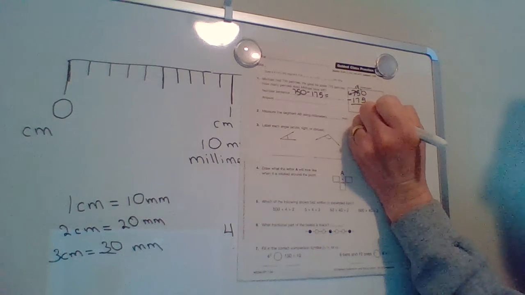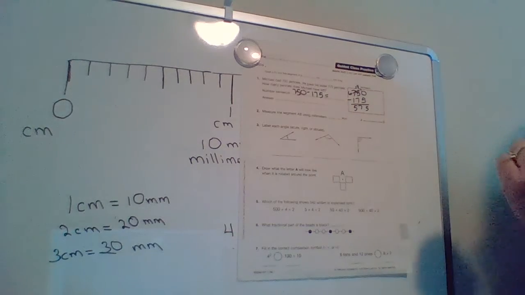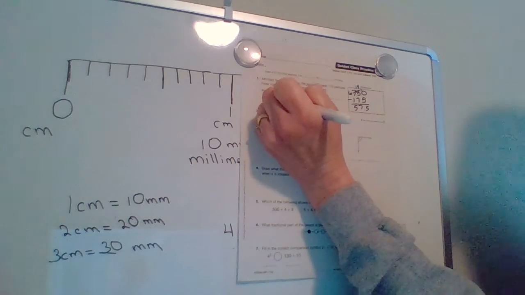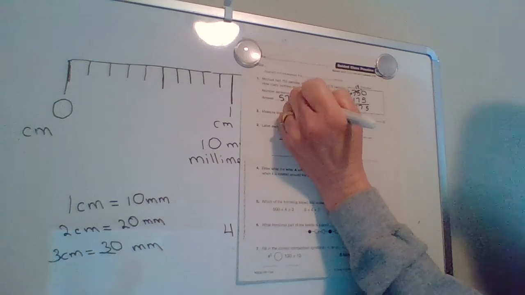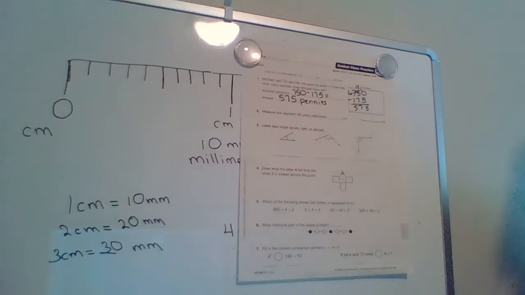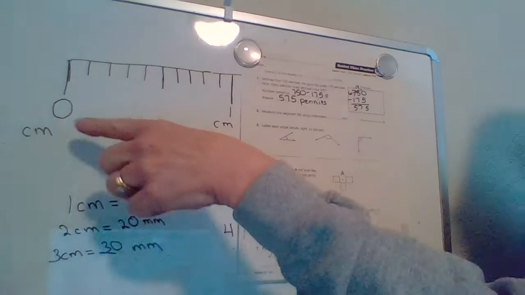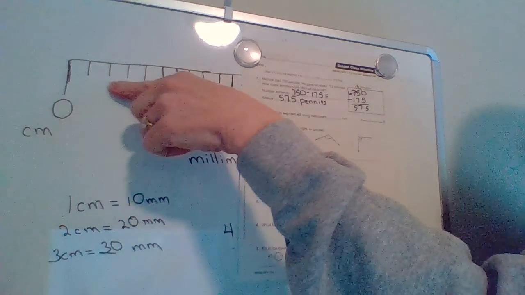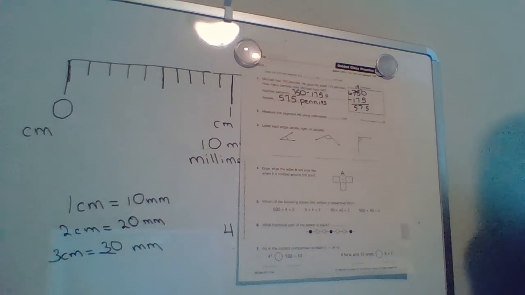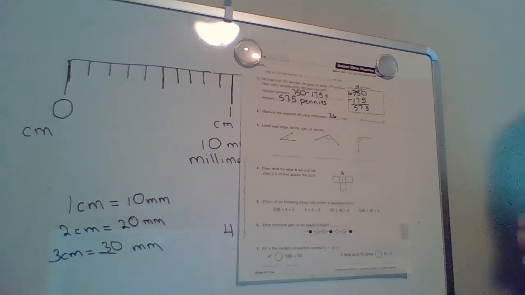10 minus 5 is 5. 14 minus 7 is 7. 6 minus 1 is 5. So our answer is 575 pennies. Okay, so they want you to measure line segment AB using millimeters. Now remember, you're going to flip it to the centimeter side of your ruler or tape measure, whatever you have, and you're going to start with the 0, and you're looking at those little lines, okay? And you should get 26 millimeters, the little lines.